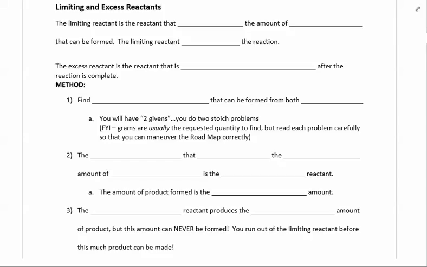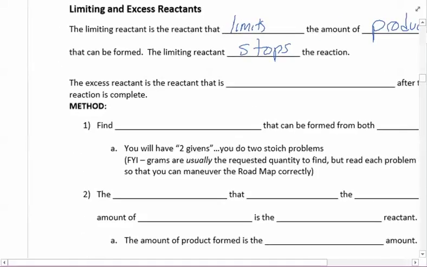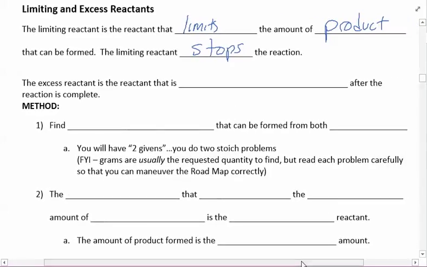So what we're looking at with limiting and excess reactants is we're trying to figure out which reactant is going to stop the reaction from taking place. So the limiting reactant is the reactant that limits the amount of product that can be formed. The limiting reactant is what stops the reaction. And I have some visuals to help explain what we're talking about here.